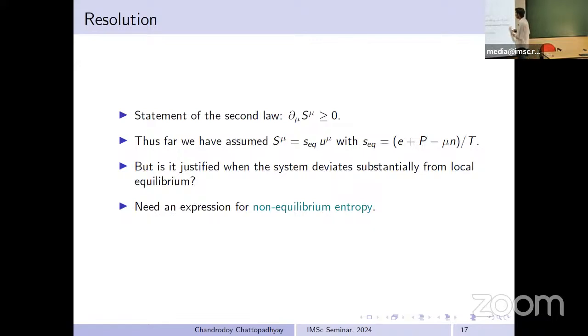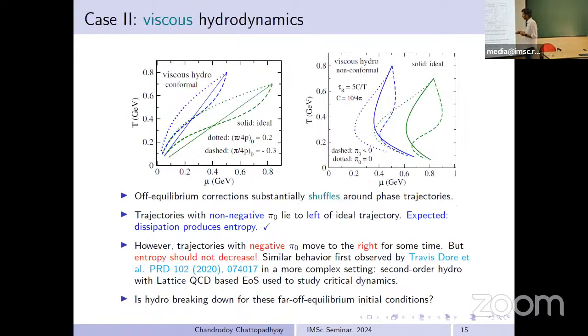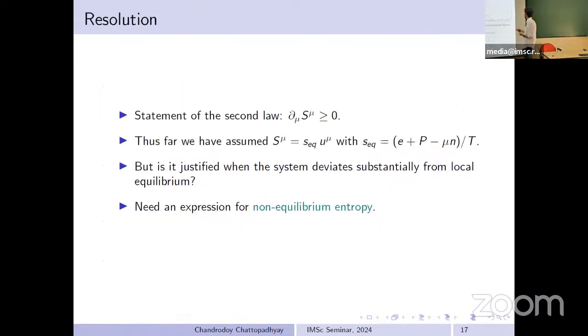So we thought that this expectation, that things should move towards the left of these ideal trajectories, is perhaps not correct, because in whatever I have shown for these numbers, I've always assumed the equilibrium definition of entropy, which for this system is epsilon plus p minus mu n over T. But is that justified when the system is far from equilibrium? The need arises to compute an out-of-equilibrium expression for the non-equilibrium entropy.